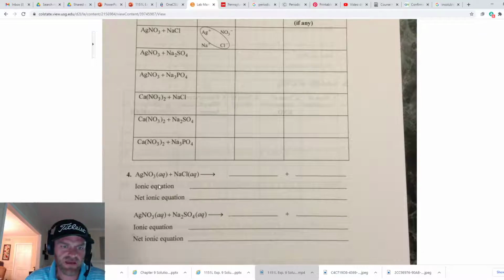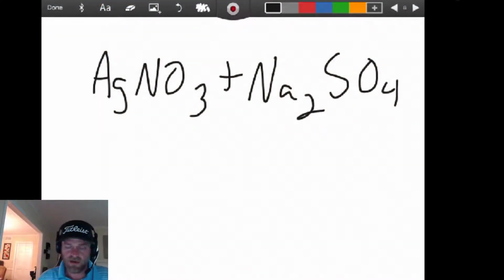Okay, and so the first one that we did is all of this, the ionic equation and the net ionic equation. Now we're going to do silver nitrate. I'm going to write this down. Silver nitrate plus sodium sulfate. Okay, and I'm going to leave off all of that other stuff till I can show you what I'm doing. Okay, so here's my problem. Now I'm going to do this.